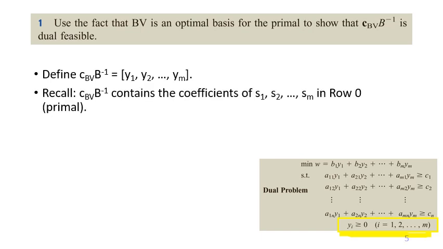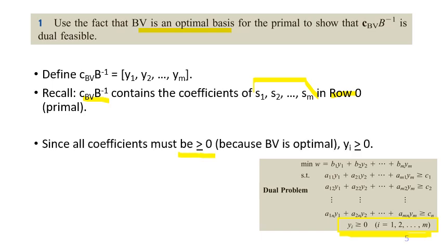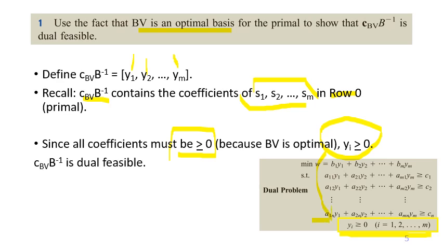that in the optimal table of a maximization problem, in row 0, CBV B inverse are the coefficients of the slack variables. Because we assume that the table of the primal is already optimal, all coefficients must be greater than or equal to 0, including the coefficients for the slack variables. So in other words, y1, y2 up to ym must all be greater than or equal to 0, which satisfies these sign restrictions. So we've completed the first step to show that CBV B inverse is dual feasible.